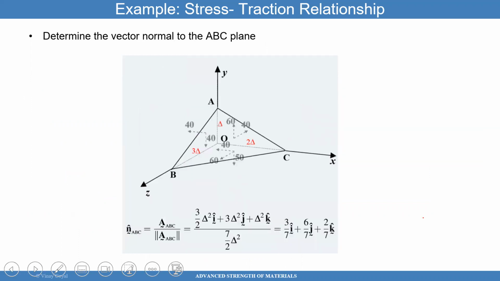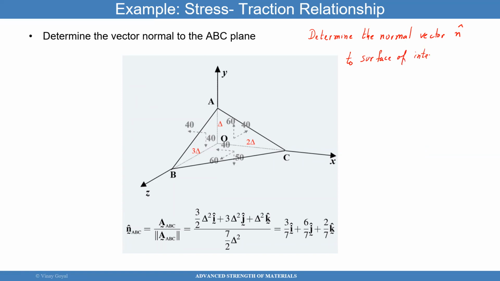So how do you go about this? The first step is to determine the normal vector n to the surface of interest. In this case, the surface of interest is this one.